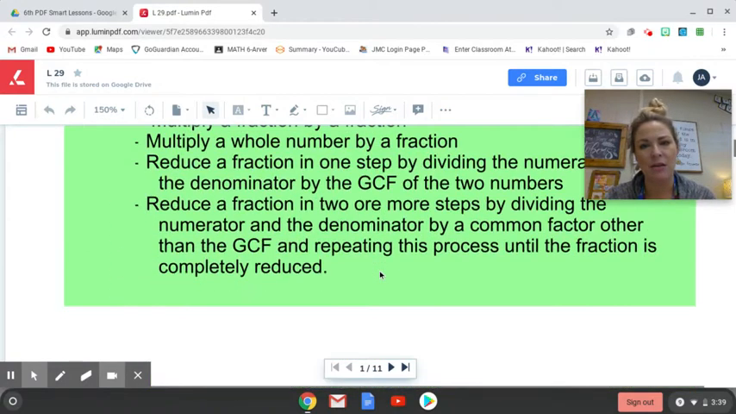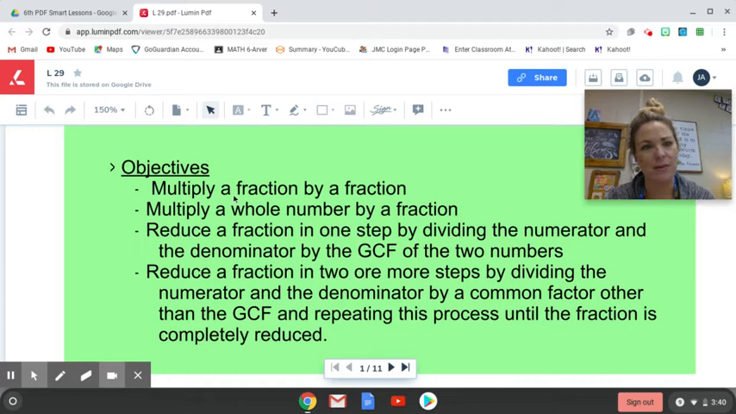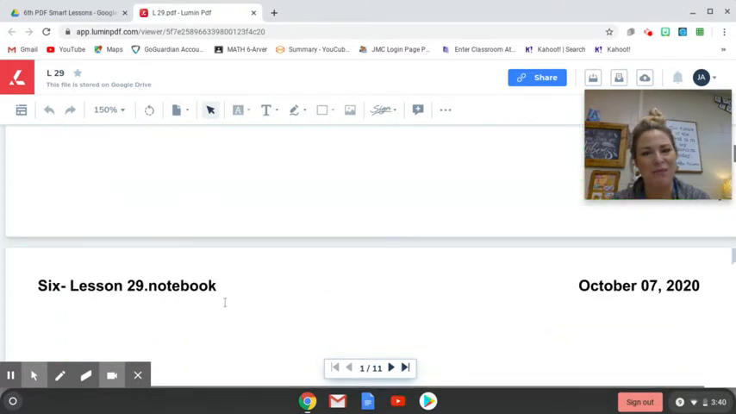So taking a look at our learning targets for today, got some big ones. We need to be able to multiply a fraction by a fraction, multiply a whole number by a fraction, reduce a fraction in one step by dividing the numerator and denominator by the GCF of the two numbers. That sounds harder than it is. And then reducing a fraction in two or more steps by dividing the numerator and denominator by a common factor other than the GCF, and then repeating the process until the fraction's completely reduced. All of those are important in working with fractions.